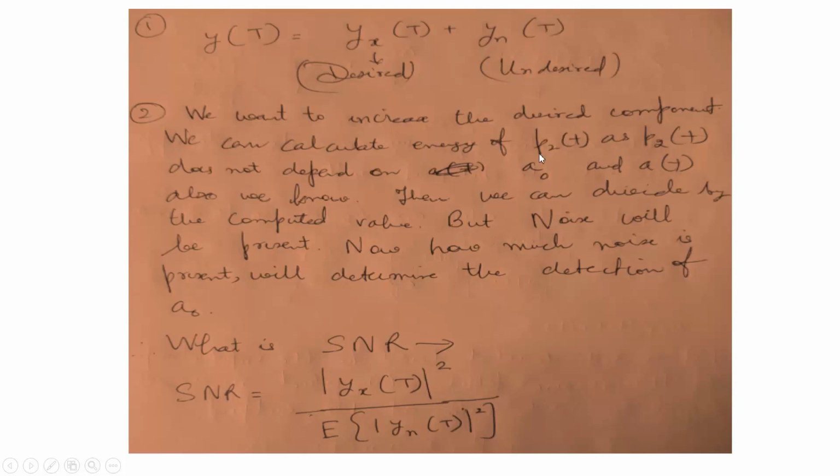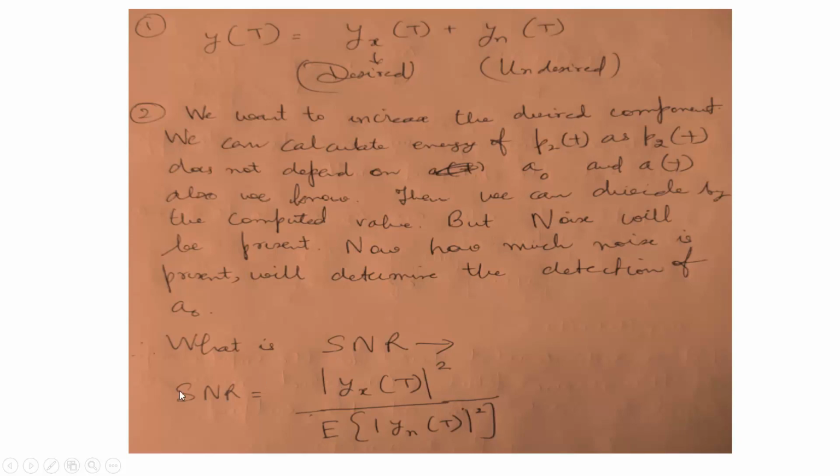We can calculate the energy of p(t), as p(t) does not depend on A naught and A(t) also. That means we can calculate the energy of the waveform because it does not depend on the filter response and the channel, and does not depend on A naught, actually what symbol was transmitted. Then we can divide by the computed value, but noise will be present. So I have already explained this.